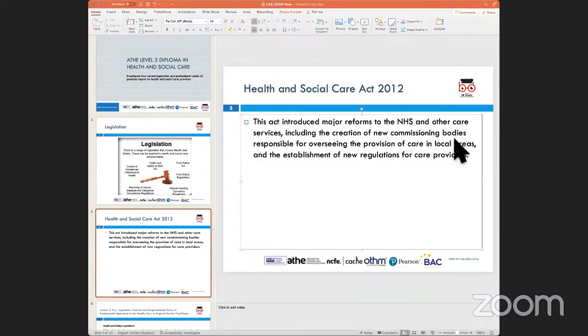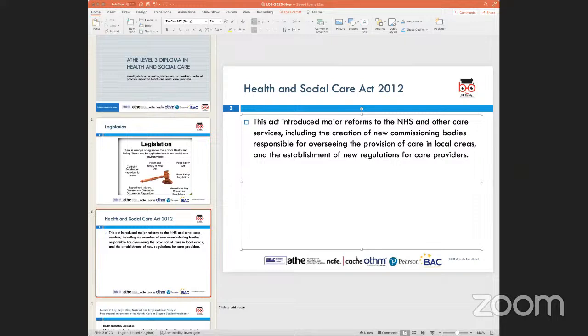So when I look at this as a piece of legislation, which was introduced in 2012 and came into force in 2013, this act revolutionized the way the National Health Service works. What it did was introduce major changes in the delivery of these services in the UK and to members of the public. Now, what changes were introduced?